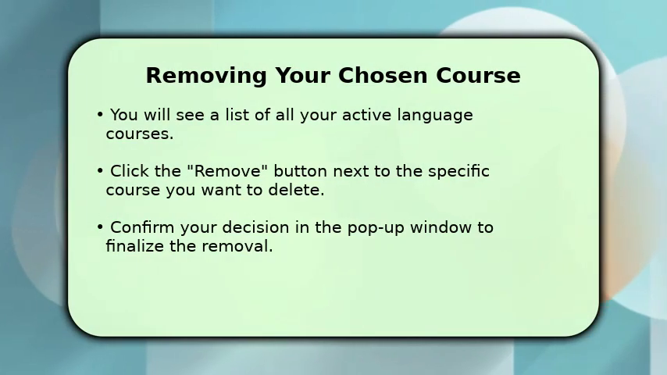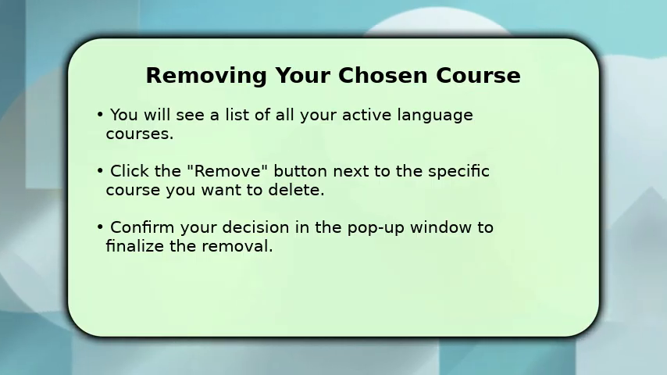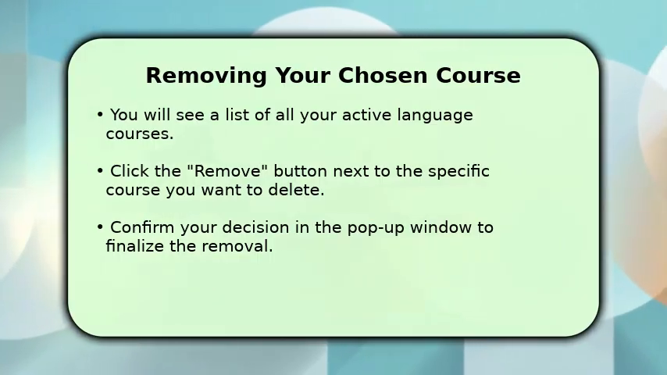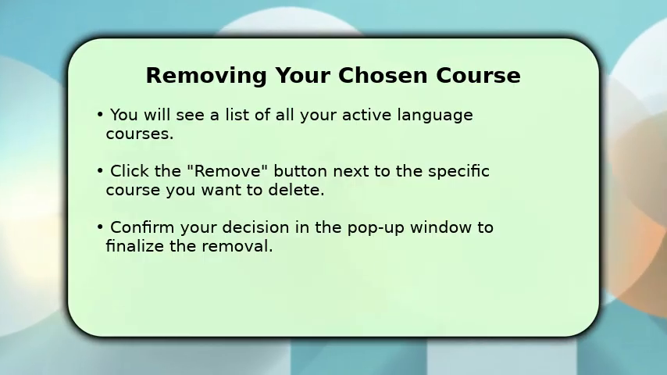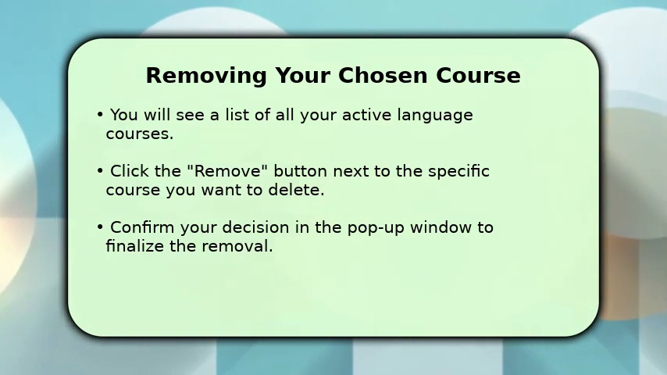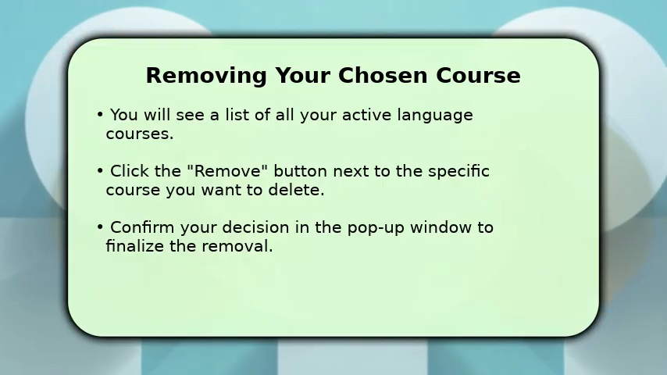Now that you're on the Manage Courses page, you'll see a clear list of all the language courses currently associated with your account. Carefully identify the course you intend to remove. Next to that course, you'll find a Remove button. Click this button, and a confirmation window will appear. Read the warning carefully, then click Remove again to permanently delete the course.